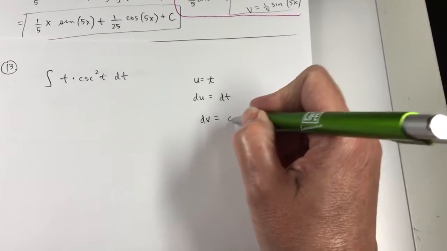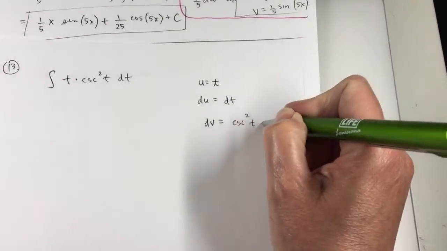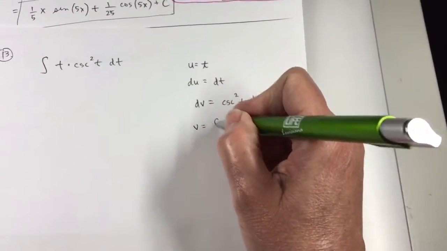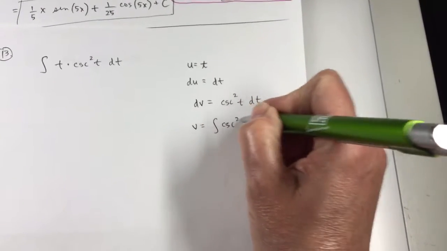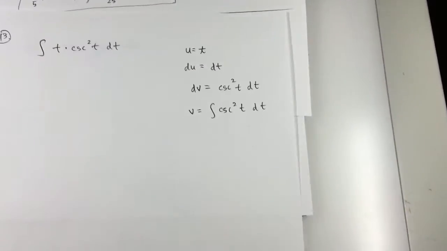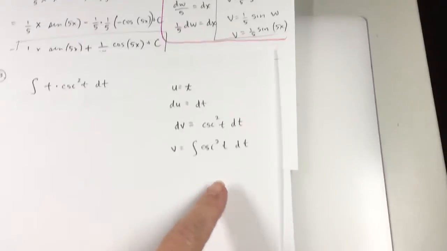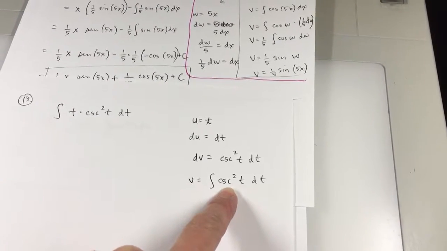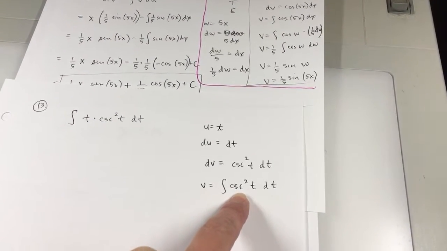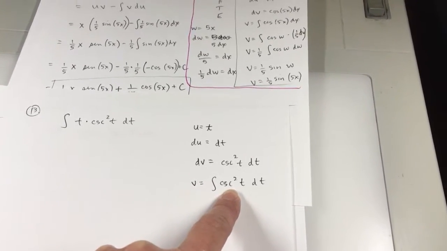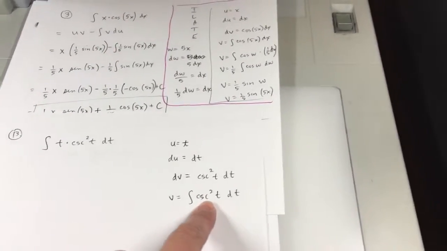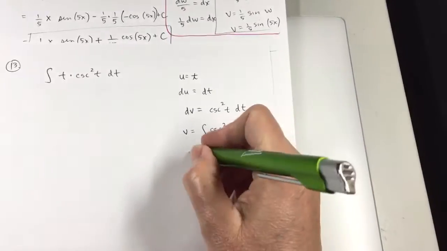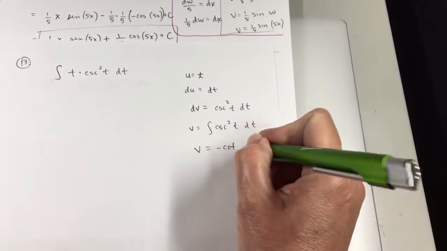So dv is cosecant squared t dt. V will be the integral of cosecant squared t dt. And as I mentioned a few minutes ago, the derivative of cotangent t would be negative cosecant squared t. So the antiderivative of cosecant squared t is going to be negative cotangent t.